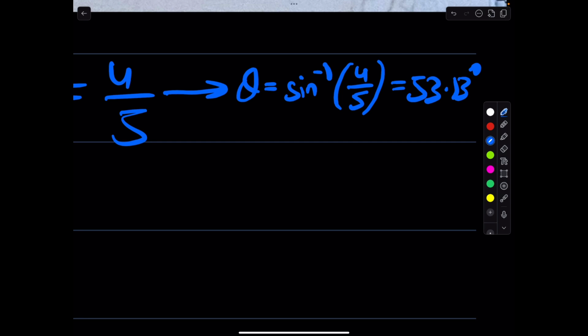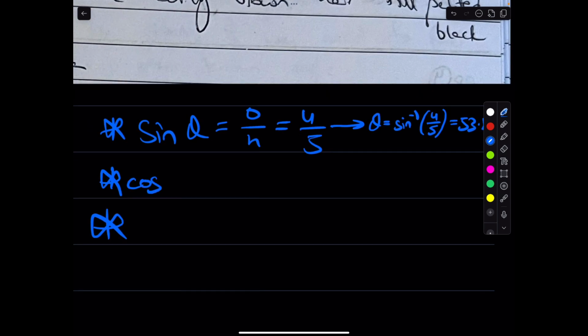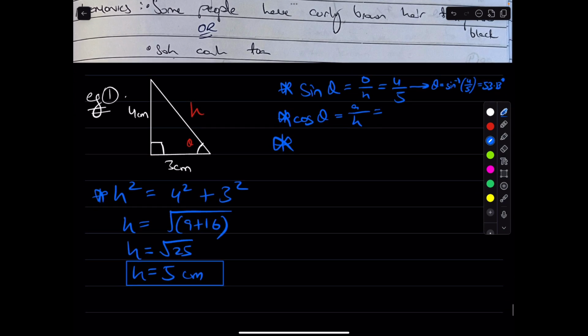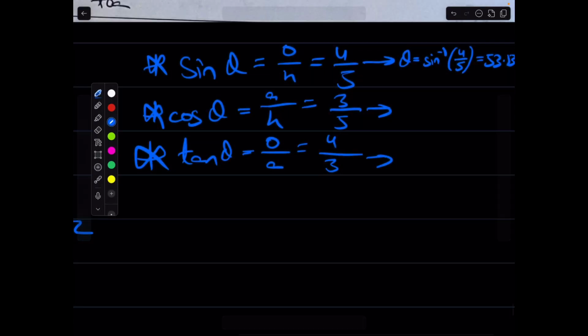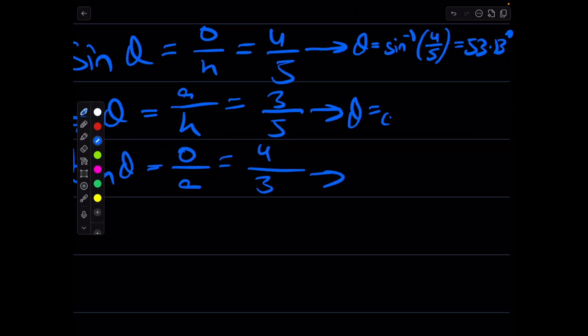53.13 degrees. Similarly, if you use cos theta, that is adjacent over hypotenuse, and you can also use tan theta, that would be opposite over adjacent. So cos theta would be 3 over 5 and tan theta would be 4 over 3. So using inverse of, that is cos inverse of 3 over 5, the angle turns out to be the same.